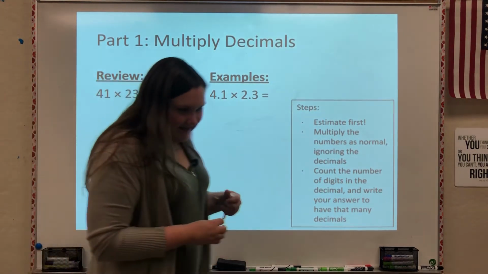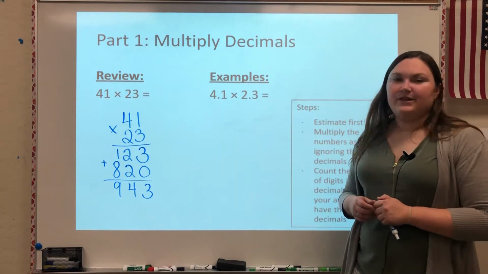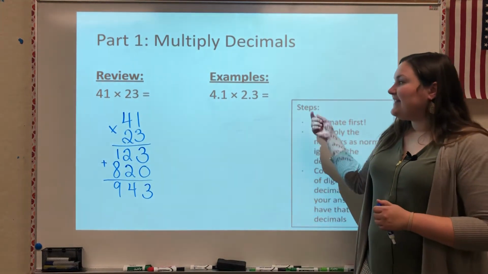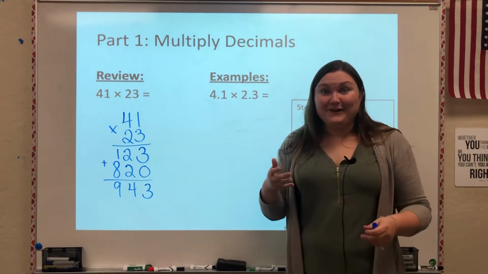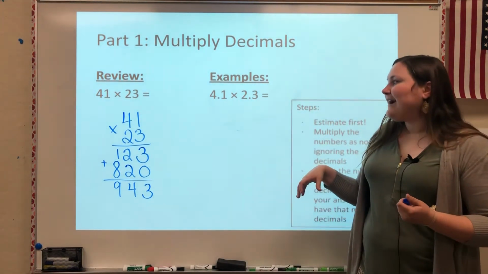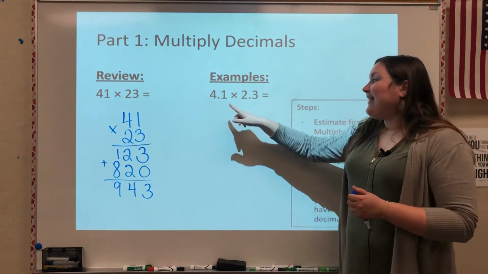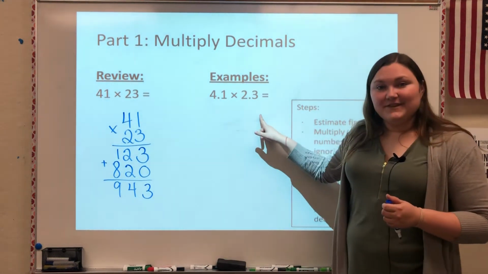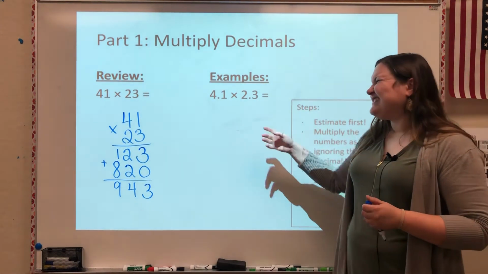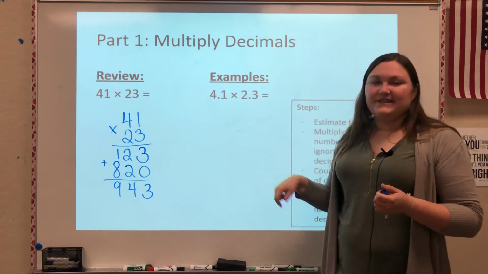So the first example I've got is we're going to multiply 4.1 times 2.3. Now, one of the tricky things about multiplying with decimals is figuring out where the decimal goes in your answer. So before we multiply out, the first step I want us to do is estimate. If I wanted to estimate the answer for this, what you can do is instead of thinking 4.1 times 2.3, round each of these to the whole number.